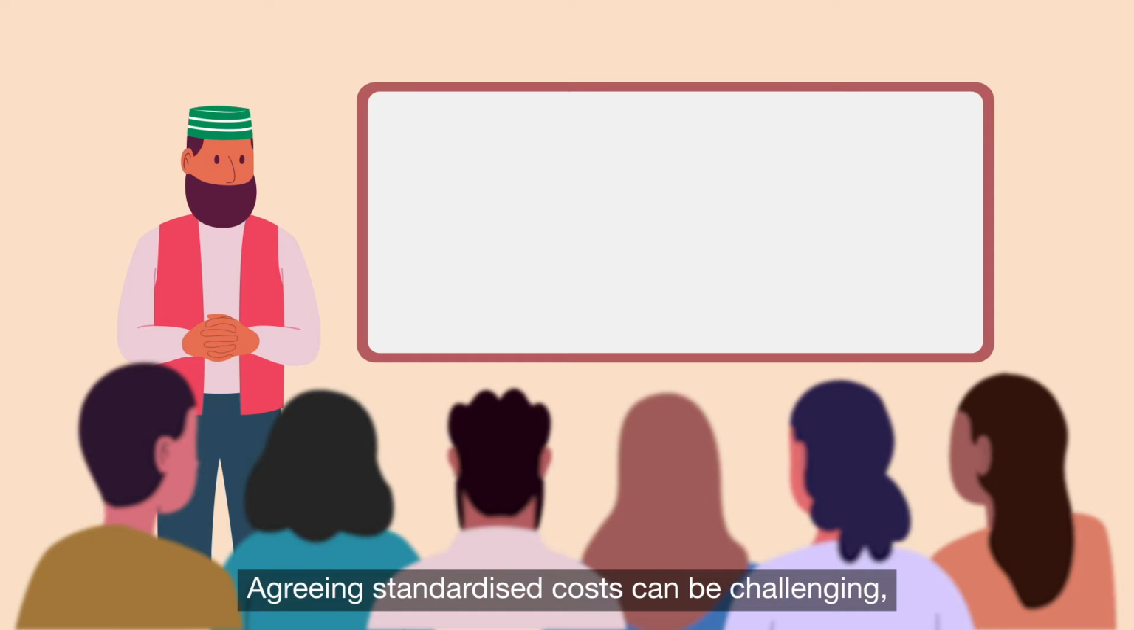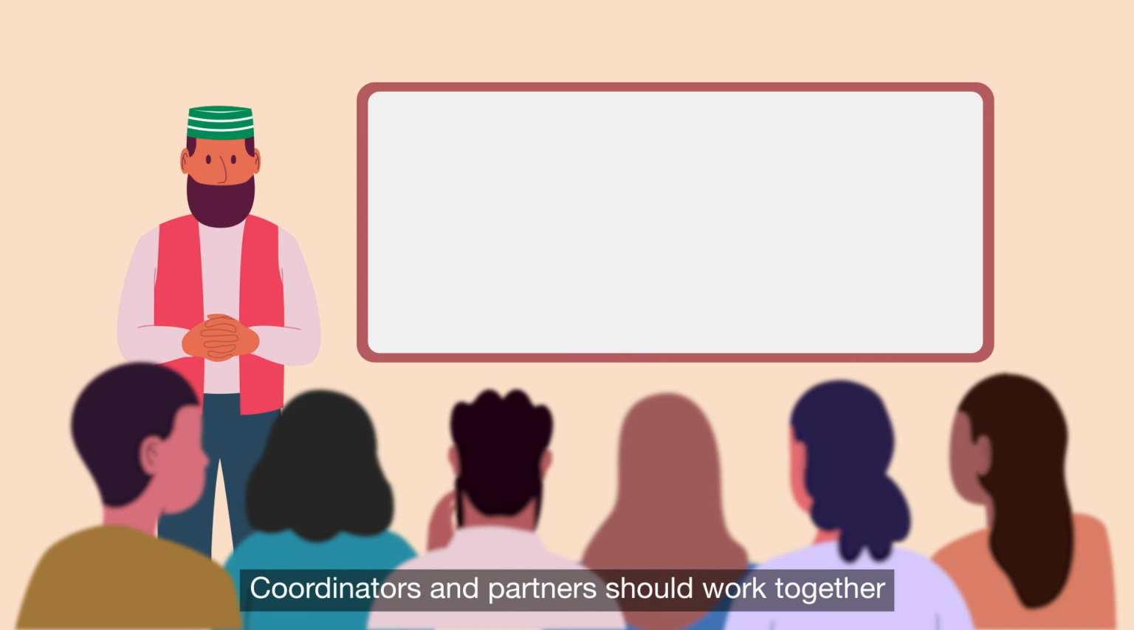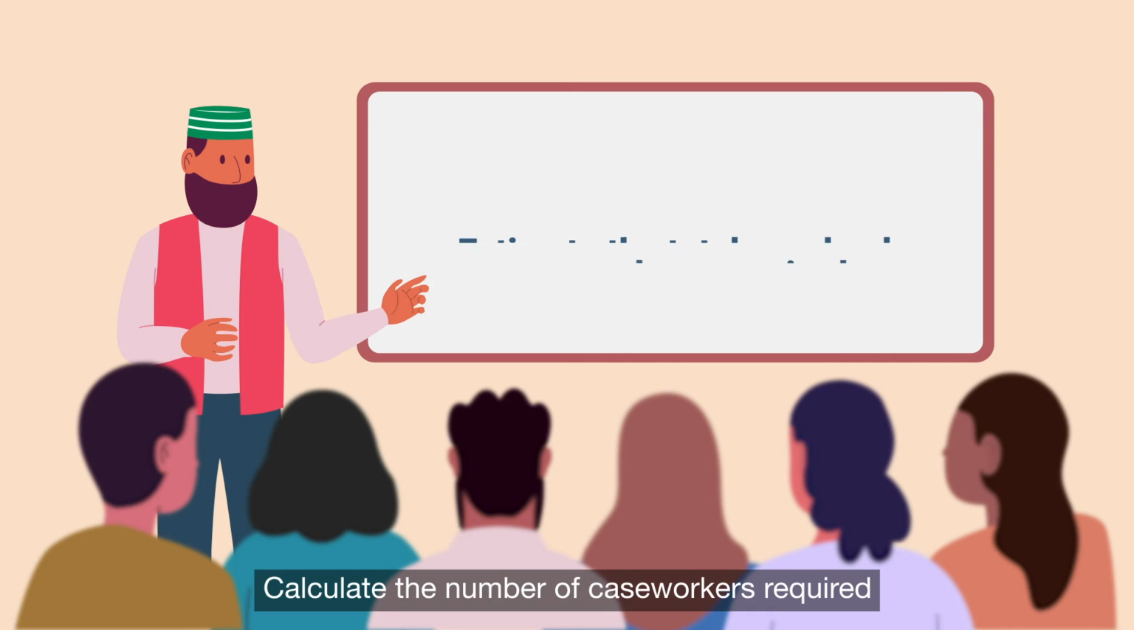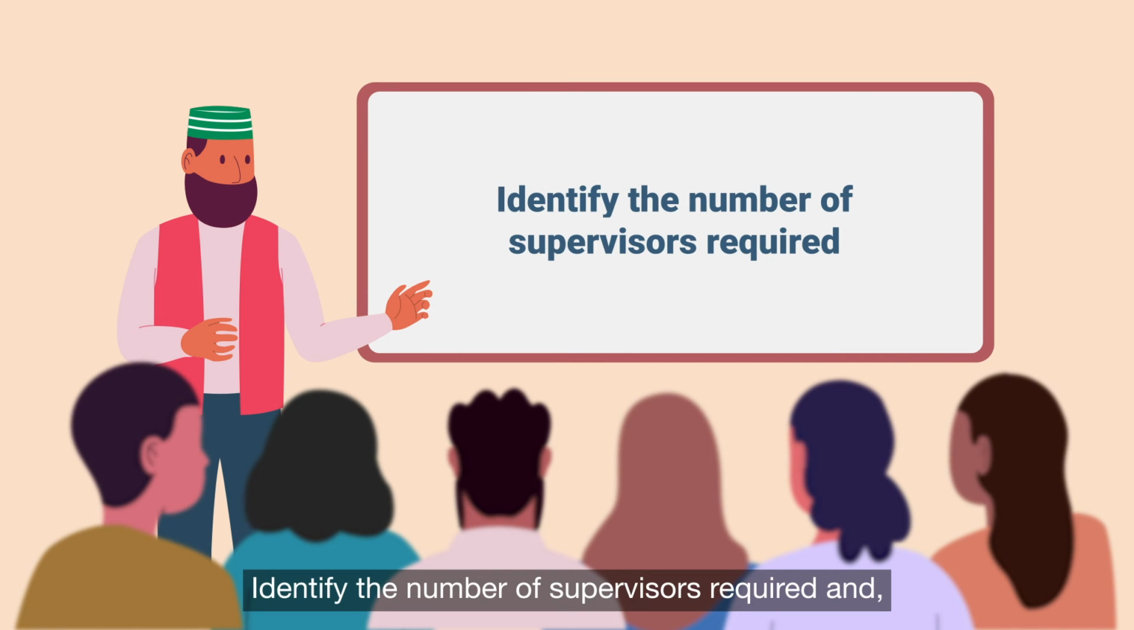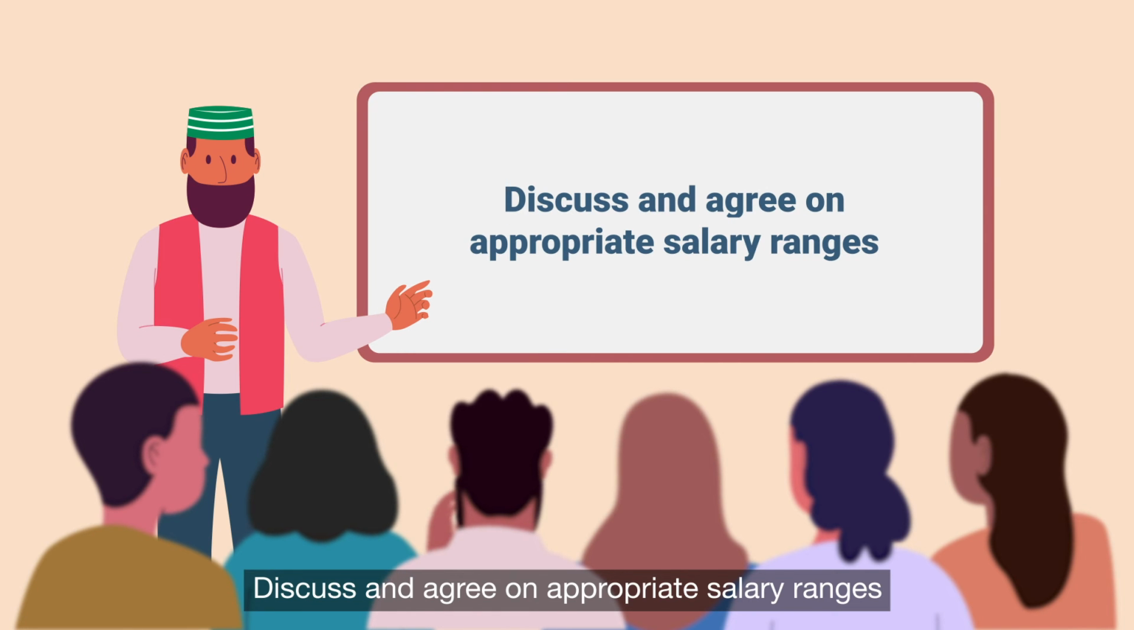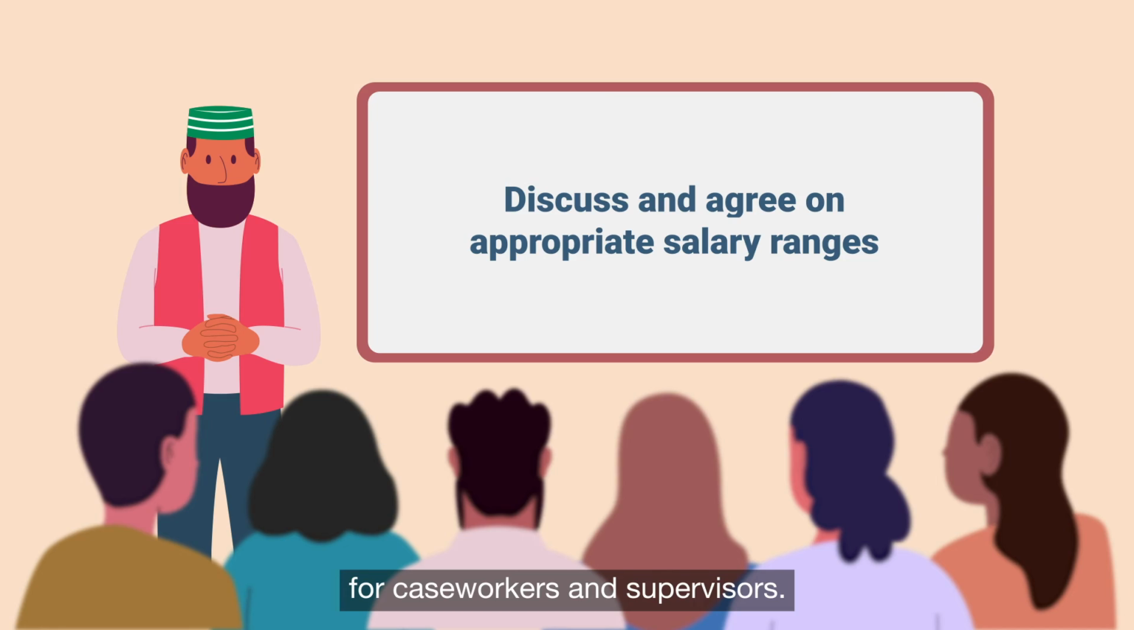Agreeing standardized costs can be challenging, especially when it comes to staff costs. Coordinators and partners should work together to estimate the total caseload, calculate the number of caseworkers required, identify the number of supervisors required, and discuss and agree on appropriate salary ranges for caseworkers and supervisors.